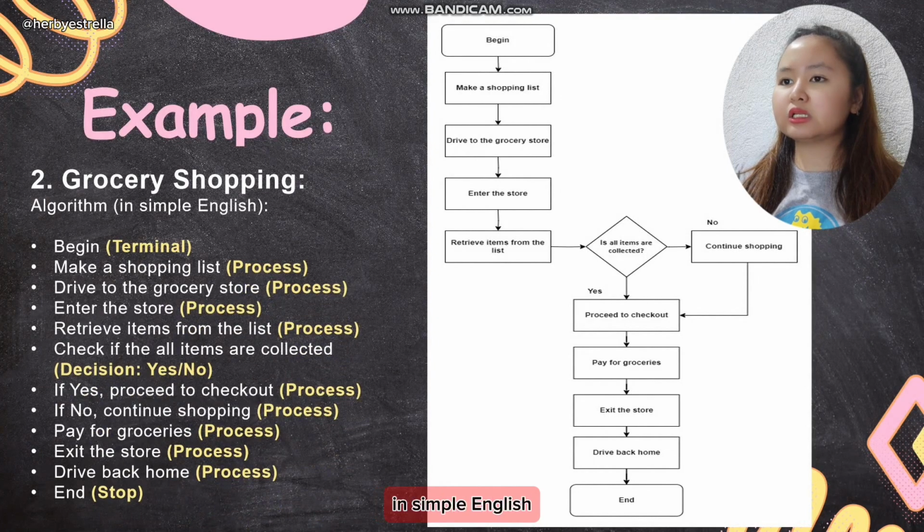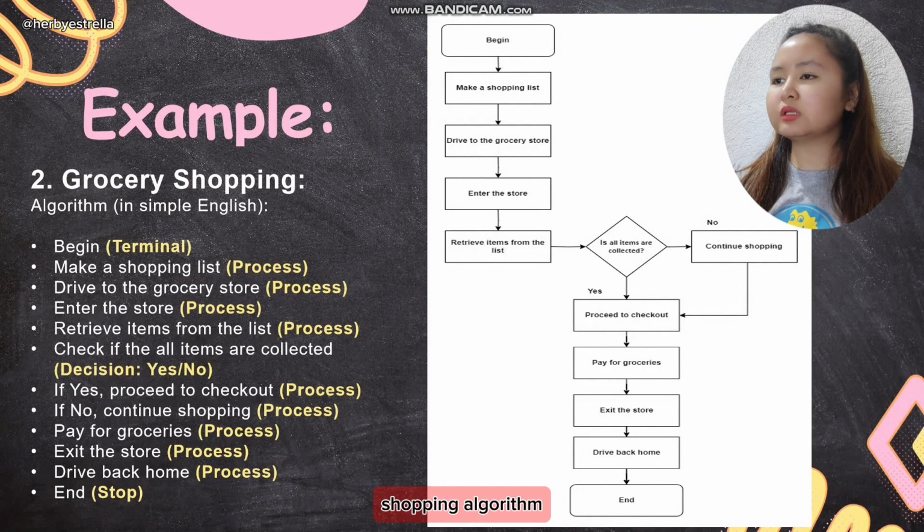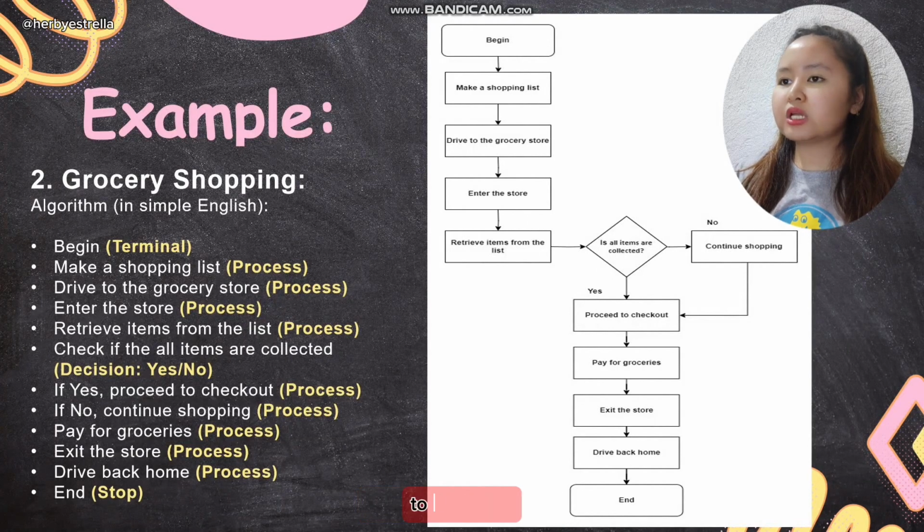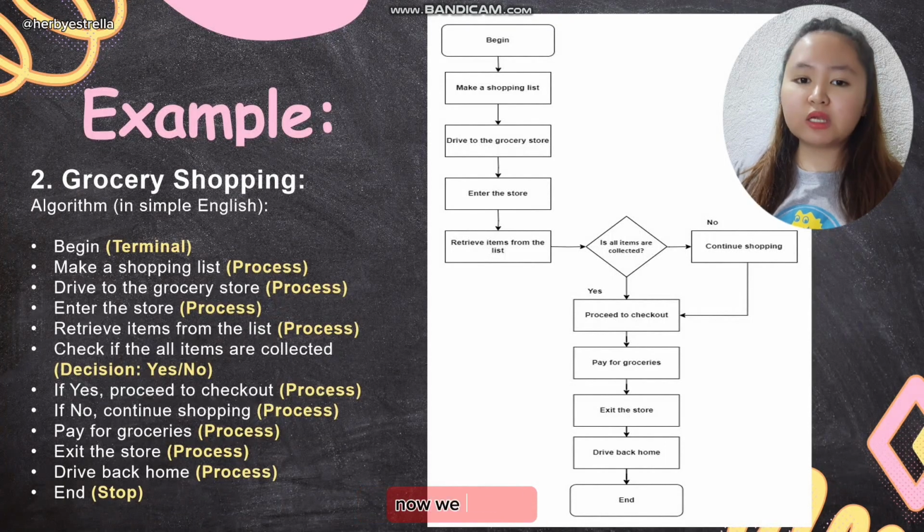Second is grocery shopping. Algorithm in simple English. The grocery shopping algorithm begins with making a shopping list and driving to the store. Once inside, items from the list are retrieved. If all items are obtained, the process proceeds to checkout. Otherwise, shopping continues. After paying for groceries and exiting the store, the journey concludes with driving back home. Now we can see the flowchart in the picture.